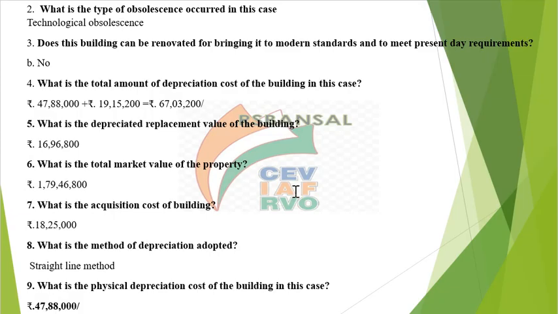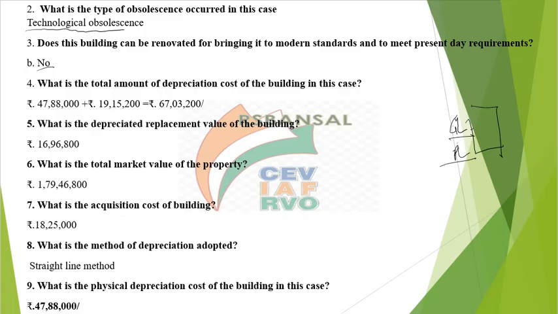Now that you can answer all the questions: what type of obsolescence has occurred? This is technological obsolescence, you know. Either the building can be renovated to bring it to modern standards, but you cannot do so because it has its plinth level below ground level.